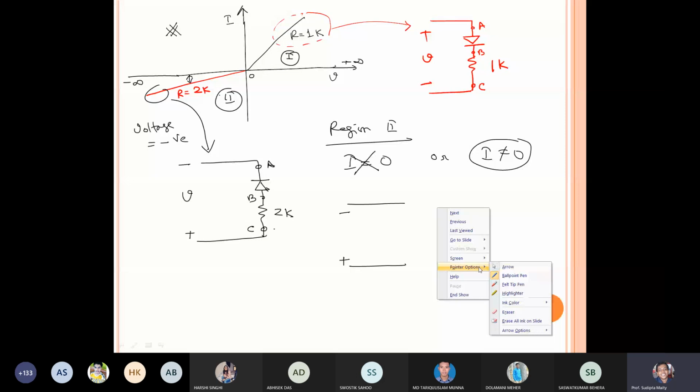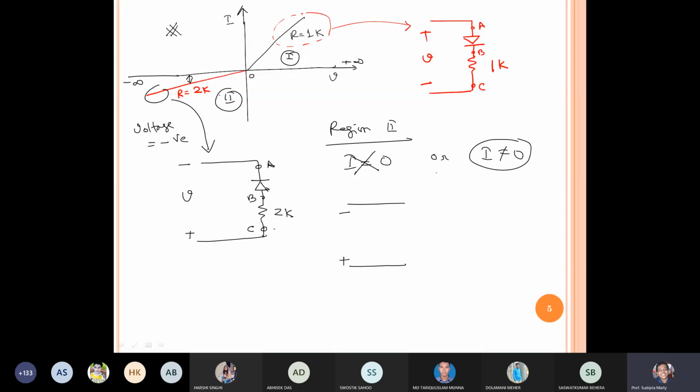So now how to connect the diode? Here the circuit should be closed because I should get the current I. Otherwise, if there is any open circuit, there will be no current. To make the current, I have to place one diode in this direction. Then there is a positive voltage, then a negative voltage, and the circuit will be complete. Then one resistance, because here the resistance value is 2, so that will be 2K.